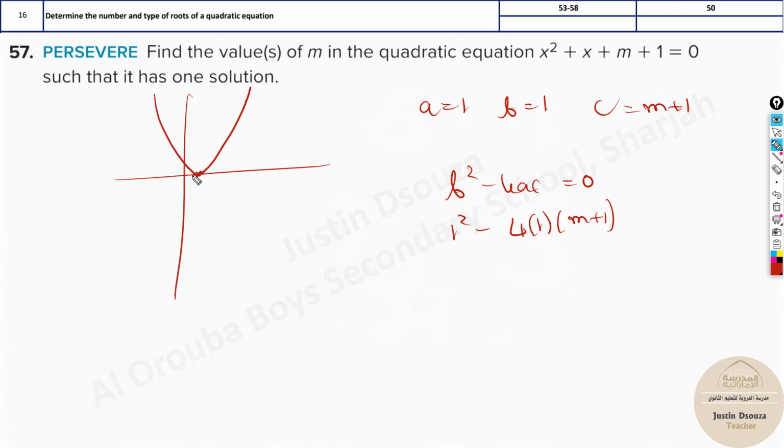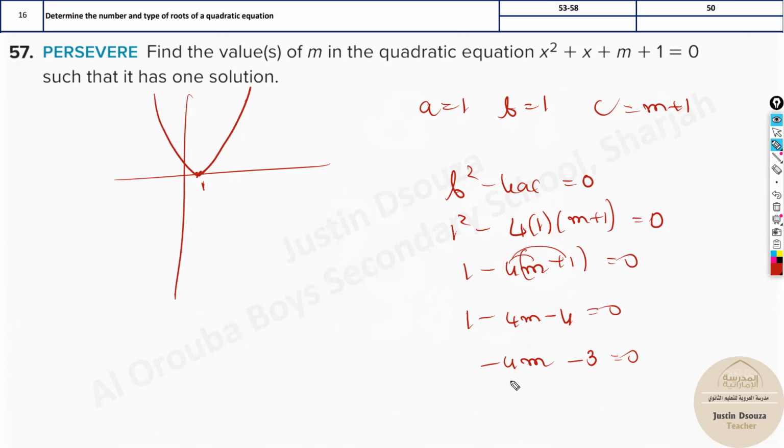Now let's solve. I'm not sure whether it's correct, but anyway, it's something like this. Now we'll equate this to 0 and solve. It is 1 minus 4 times (m plus 1) equals 0. Let's simplify first. Multiply 4 inside, it'll be 1 minus 4m minus 4 equals 0. That gives minus 4m minus 3, because minus 4 plus 1 is minus 3, equals 0.